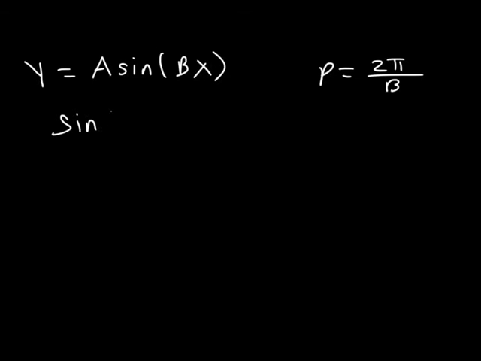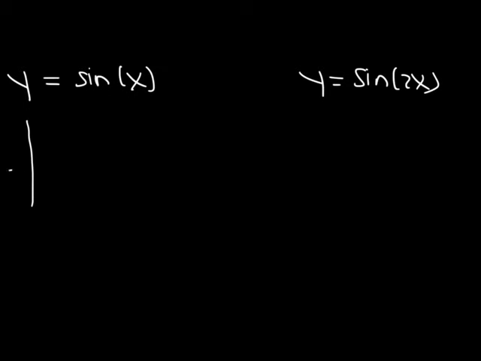Now let's talk about finding the period. So given this sine function, a sine bx, we know a represents the amplitude. Now b is not the period itself, but it's used to find the period. The period is 2 pi divided by b. So in the case of sine x, b was equal to 1. So the period was 2 pi divided by 1.